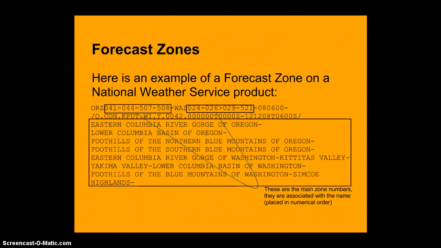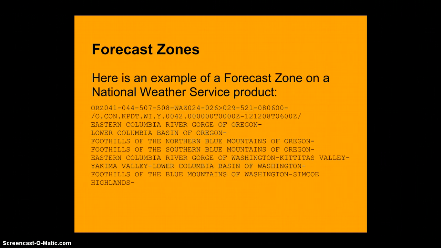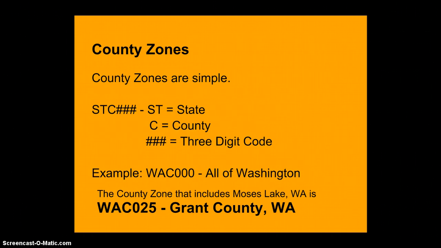The box has the names for the zone numbers, and those are placed in numerical order. Like Oregon Zone 041 is Eastern Columbia River Gorge of Oregon. 044 is Lower Columbia Basin of Oregon, and so on with that. The second line on that is actually just other information about the warning or watch or advisory.